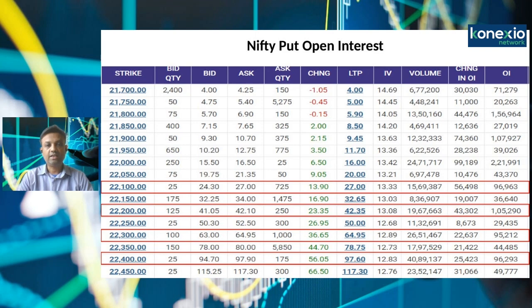So friends, now let us discuss the Nifty put data. In Nifty put, the action was seen in 22,400 puts, 22,300 puts, 22,200 puts, and 22,100 puts. Now here you can clearly see there has been a strong open interest, strong rise in the volumes at each strike price. The option premiums are slightly positive.